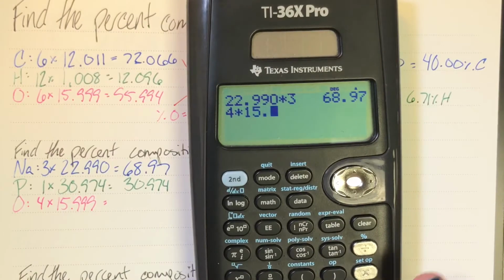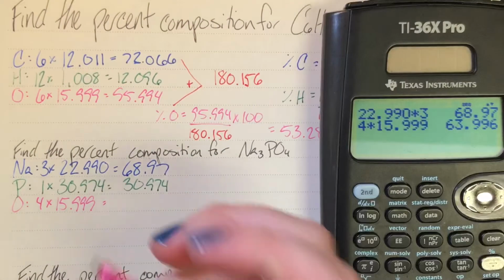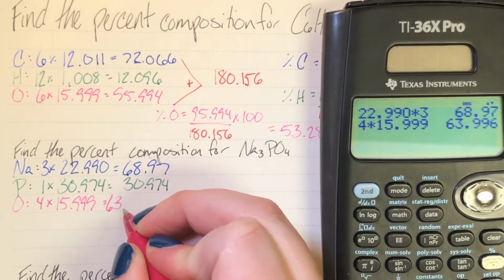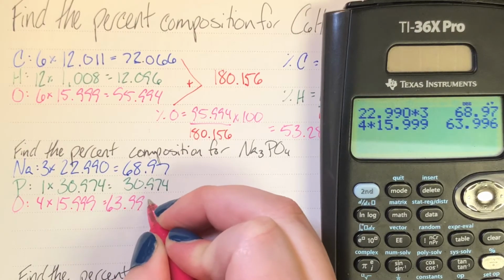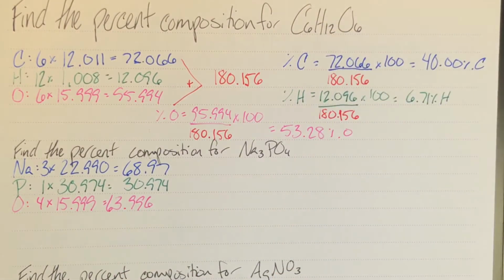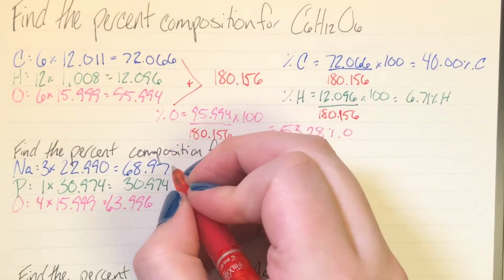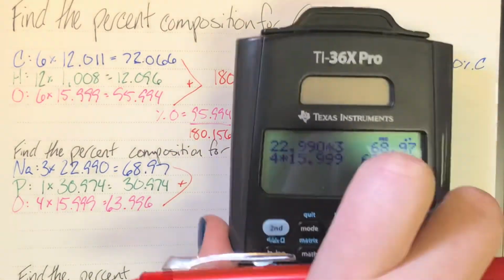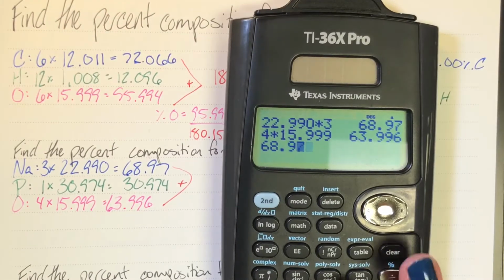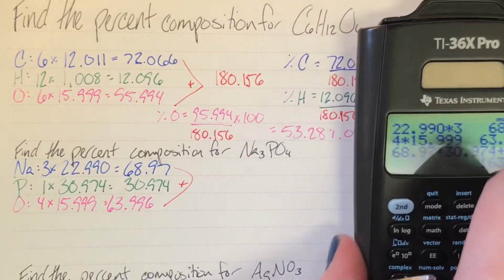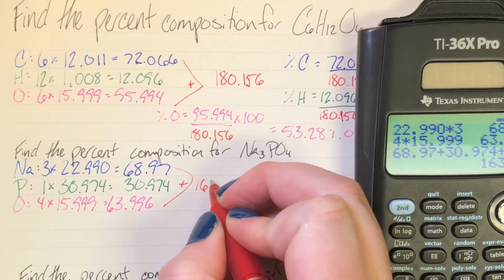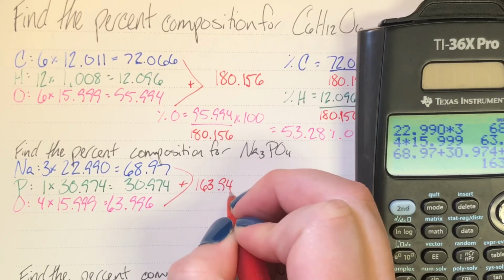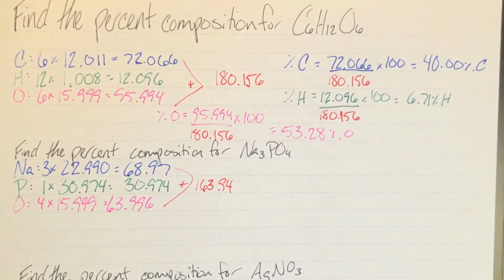Four times 15.999 will give me 63.996, and then I'll go ahead and add all of those up. So 68.97 plus 30.974 plus 63.996 gives me a total mass of 163.94. Again, I'm not going to bother with units, but if I wanted units, it would be grams per mole.